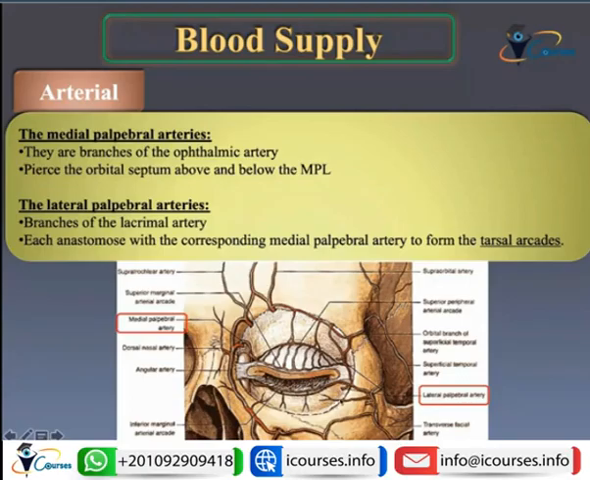On the other hand, the inferior branches of the lateral palpebral arteries and the inferior branches of the medial palpebral artery will join together to form an arcade in the lower eyelid, which is a tarsal arcade only. So we don't have a peripheral arcade in the lower eyelid. We have marginal or tarsal arcades in both eyelids, but we have a peripheral arterial arcade only in the upper eyelid.